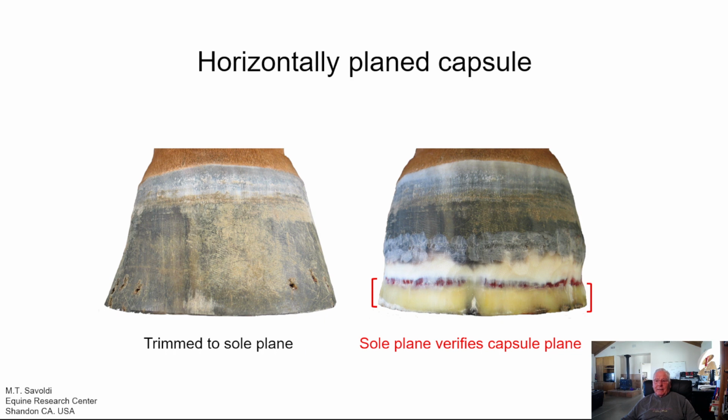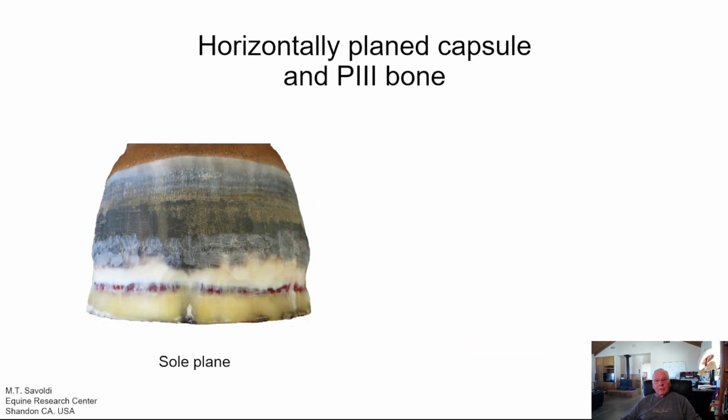Note that the red that you see in this foot that runs right along this area, that's the distal border of the sensitive lamina. And it's level. Where sensitive lamina ends, the sole begins. And we have a nice level area through here at the distal border of the sensitive lamina. We have uniformity in our vertical depth of our sole. And so our capsule is on a horizontally planed position with the ground. So it is in balance with the ground surface. Horizontally planed capsule and P3 bone.